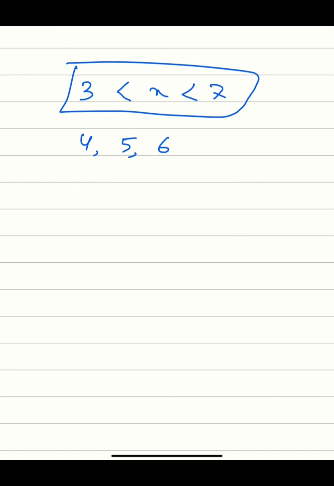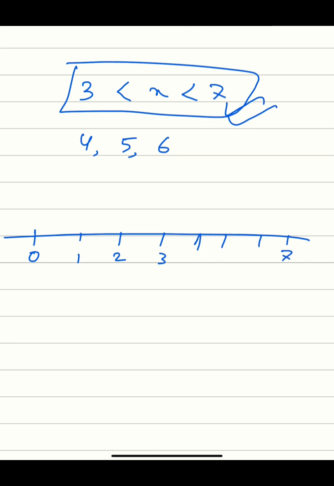Next, how to represent all this on a number line. For example, if I want to show this inequality on a number line, we must draw a straight line and we must write 0 at one point, then we have a 1, 2, 3, and so on like this up to 7. Now, this inequality shows x has to be greater than 3.